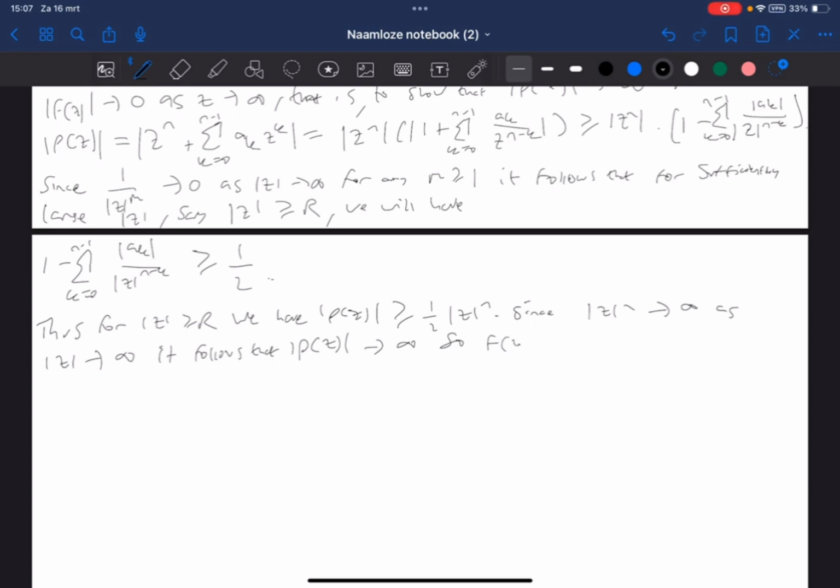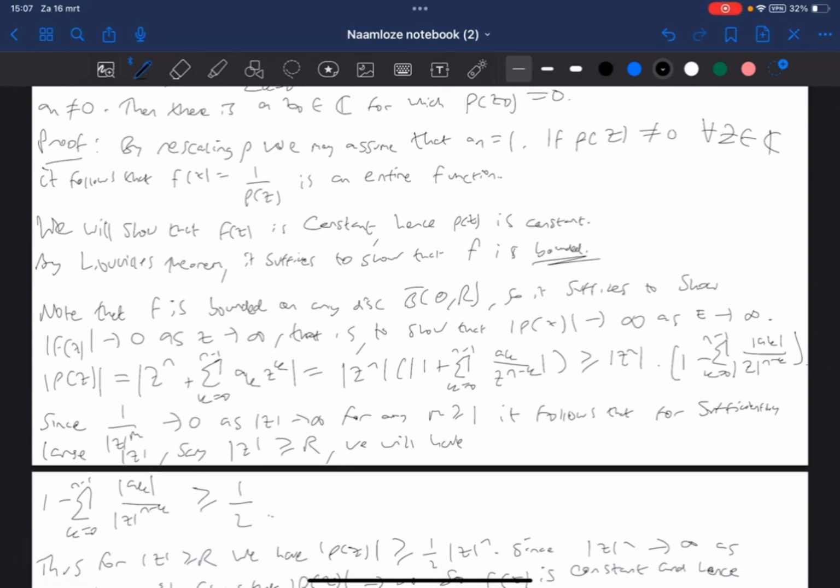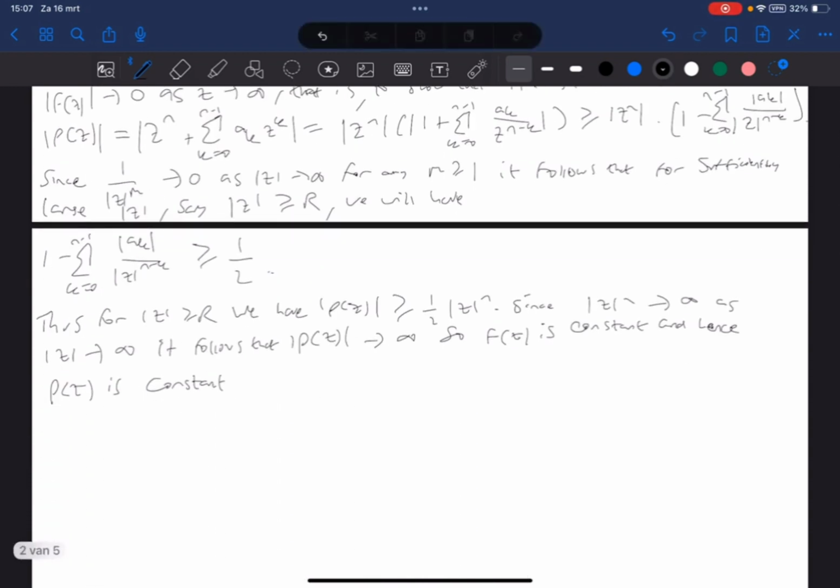So we have that f of z is definitely going to be constant, and hence p of z is also constant. But we said up here that we wanted to show that the modulus of p of z will tend off to infinity as z tends to infinity. Have we shown it? Yes. We've shown it in here, right? In this last little chunk. Like I say, I've not given you all the details because you don't need them. But that is essentially the end of the proof.